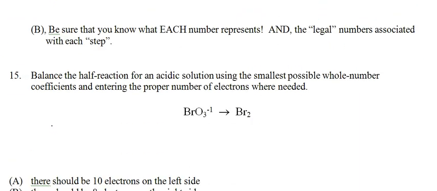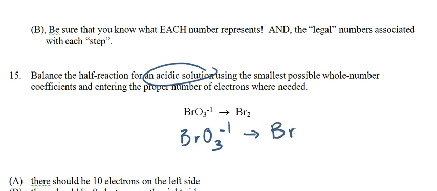Alright, number 15. Balance the half reaction for an acidic solution. So we have a redox. First thing that we need to do, we have to balance the non-oxygen, non-hydrogen compounds first. So we have 2 bromines over here. That means we need 2 there. Alright, now we need to balance the oxygens by adding water molecules. So I have 2 times 3, which is 6 waters. And be careful, there's a 2 there and the 3.